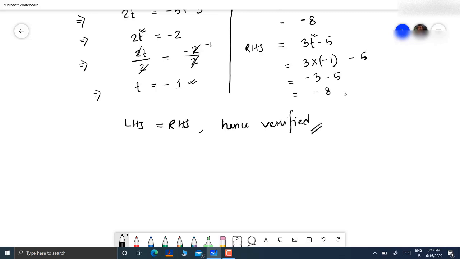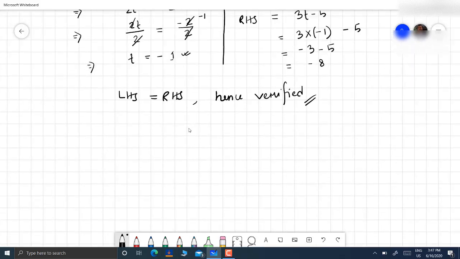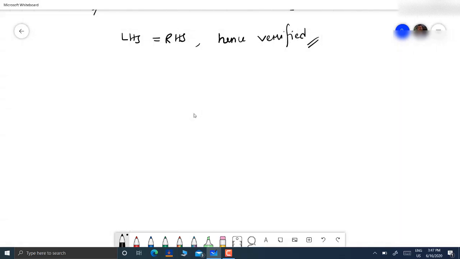So this is the answer of the second question. Then coming to the third sum, let us take the third equation here. So coming to the third sum, the third equation is what? 5x plus 9 is equal to 5 plus thrice x.